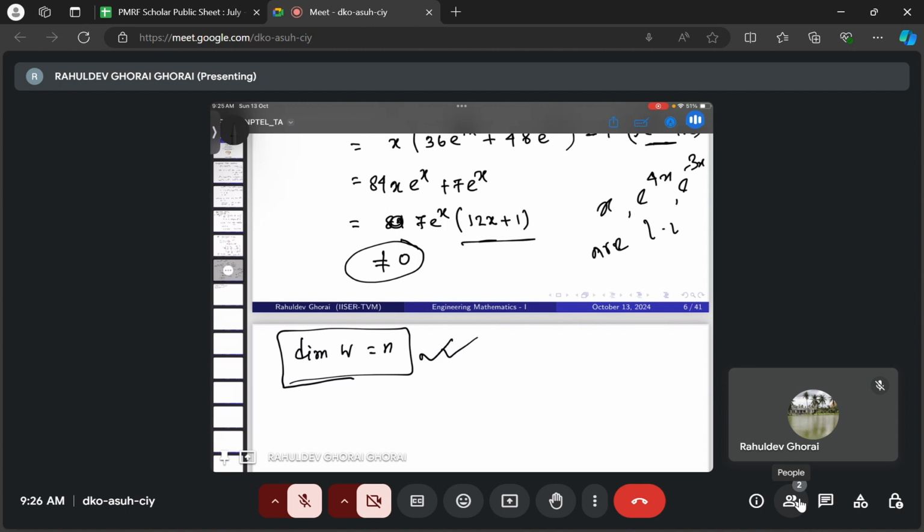Dimension we told already, right? Dimension is the number of elements in the basis. And what is a basis? A basis is a linearly independent set which spans the whole space.